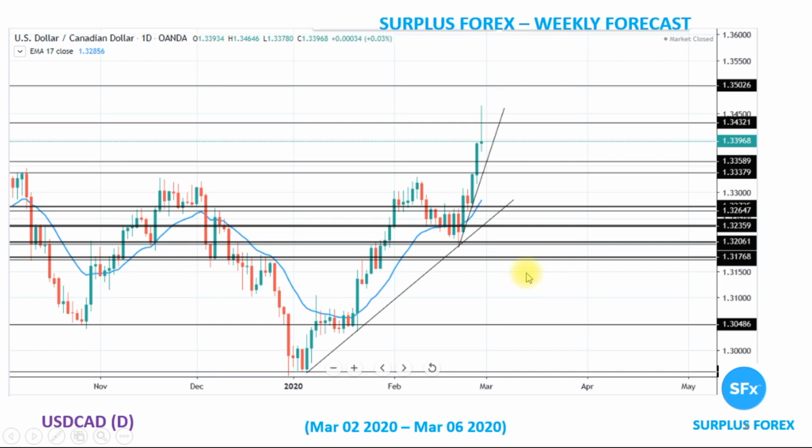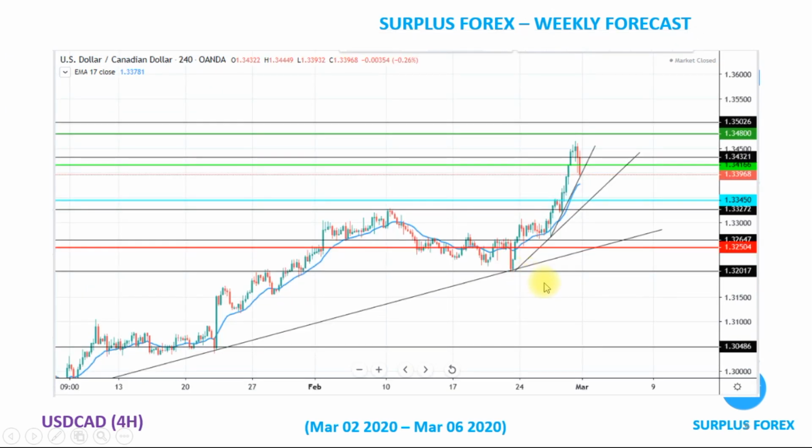So on a 4-hour chart, let's see how I'm taking my entries. I have a previous support of 133.27, so I'm keeping my entry close to 133.45. I expect it to drop, test 133.27, go back and make an entry at 133.45.